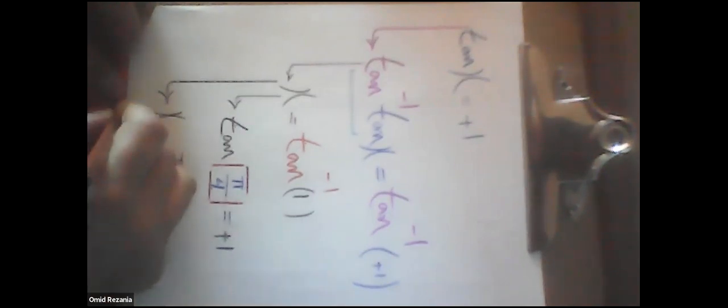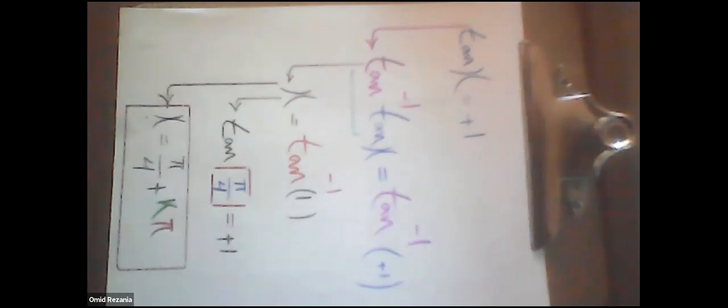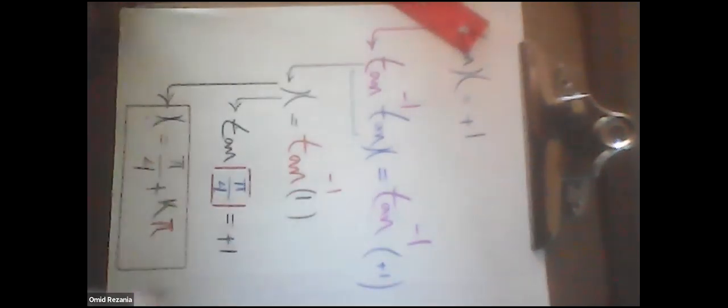I'm going to write this. It becomes our first set of solutions for these inverse trigonometric functions. And in this part, k can be any number. K can be 0, plus or minus 1, plus or minus 2, and so on. That's why you get an infinite number of solutions for this function.